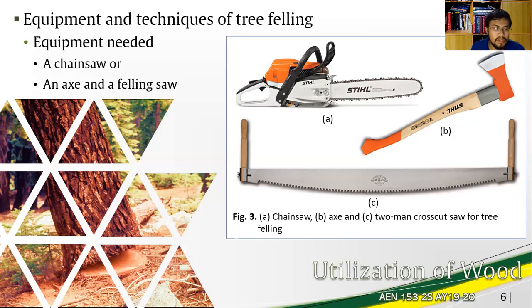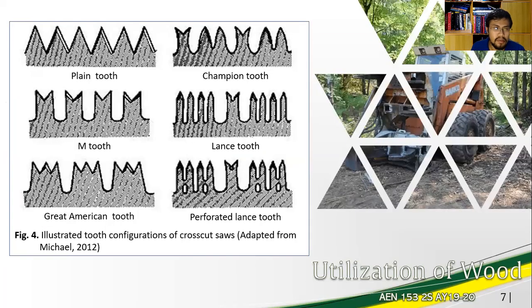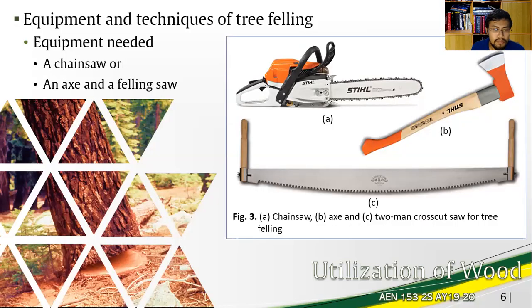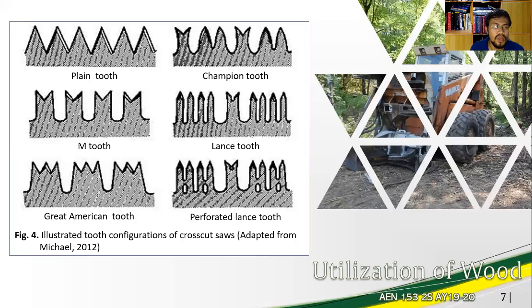Now, this crosscut saw will have different kinds of teeth. The one a while ago is a standard peg tooth. You can have other types: the plain tooth, the champion tooth, the M tooth, the lance tooth, and others. But we're not going to go through this.